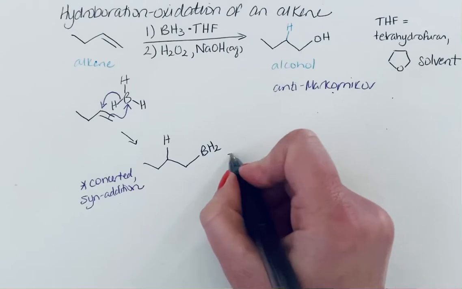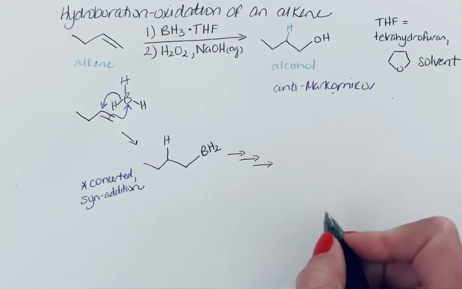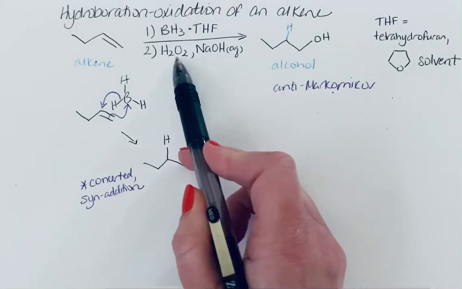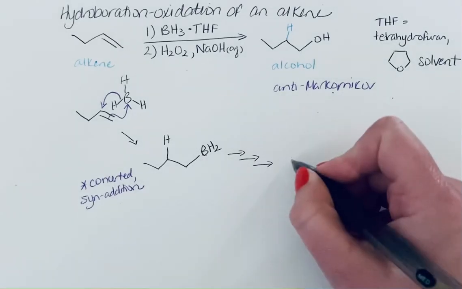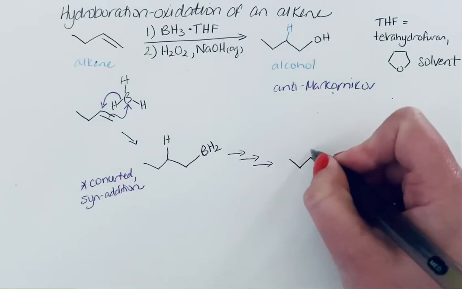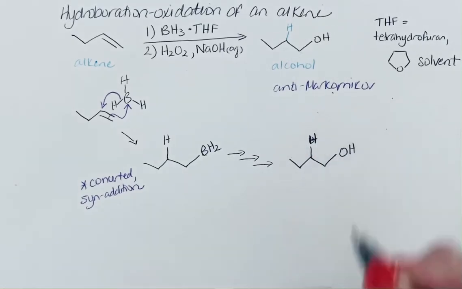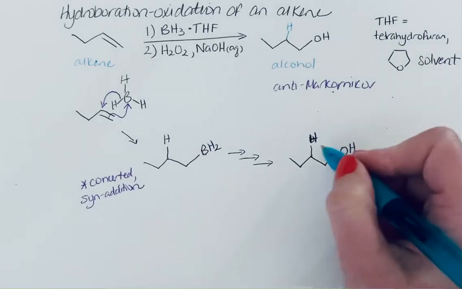There are many more steps to this reaction that you will not be responsible for knowing. What you do need to know is that in this oxidation step, the oxygen replaces the boron exactly where it is, so that overall, the hydrogen and the alcohol are added to the same face of the alkene.